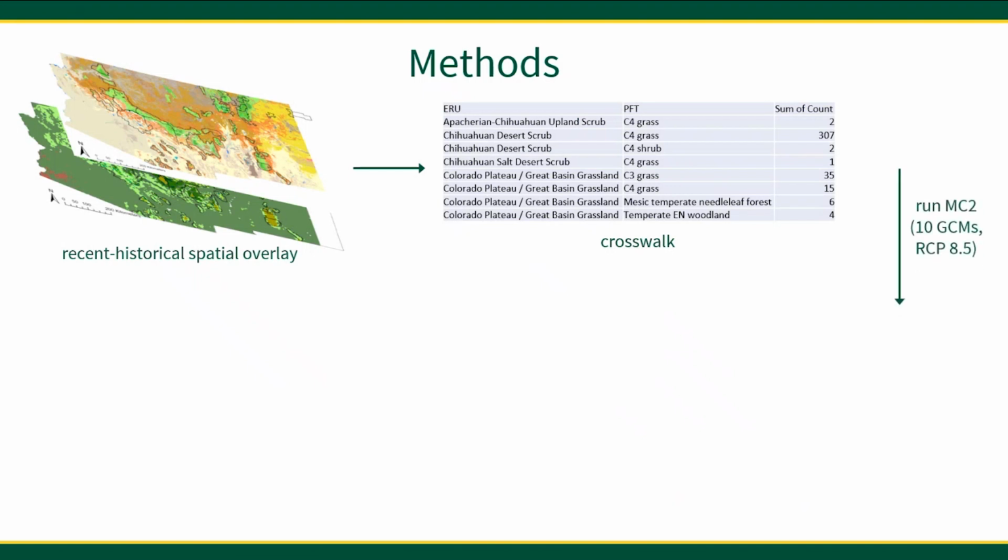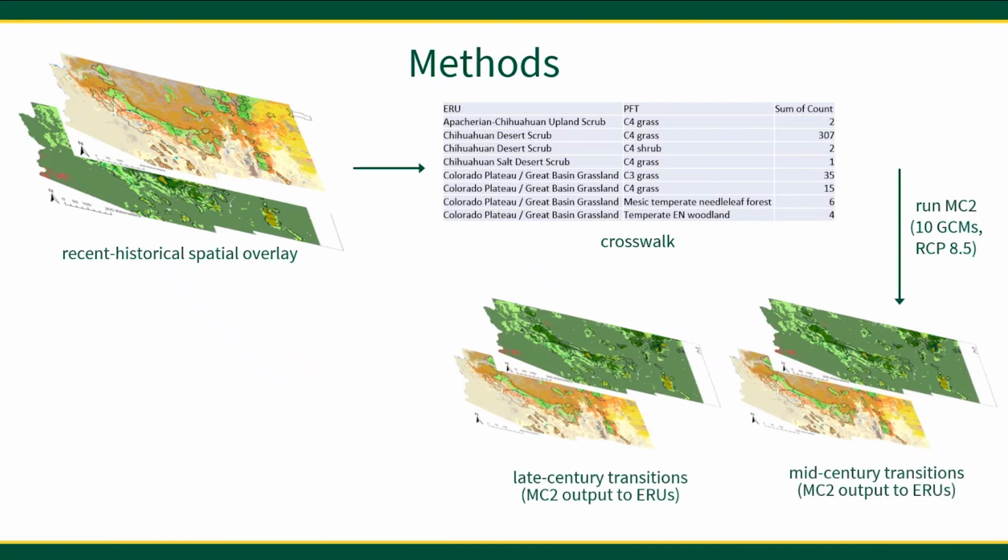So then what we do is we run MC2. In this case, we ran it up to the year 2100. We ran it for 10 different GCMs under the RCP 8.5 scenario. Ideally, what we would do is we would take output from every year of MC2 output and we would crosswalk each year to ERUs, but that would be a tremendous amount of work.